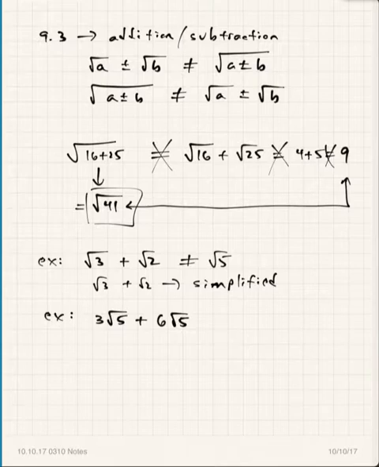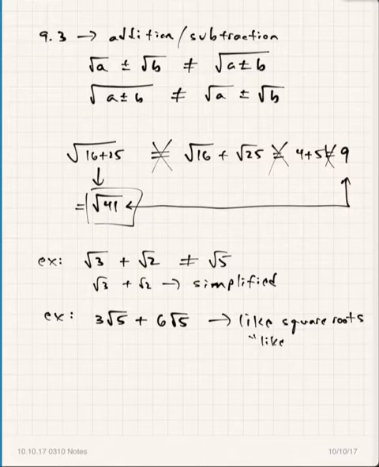If you have like square roots, notice in this case these are both square roots of 5. If you have like radicals, sometimes those are just referred to as like radicals, then you can add those together. And you just simply add them together just like you would x's or like terms with algebra expressions.